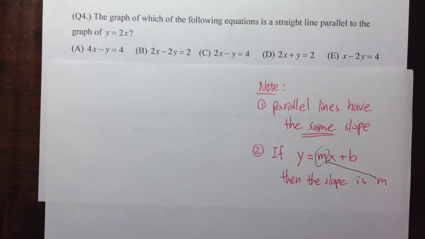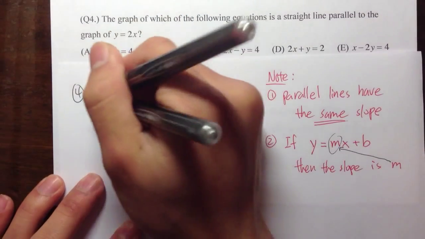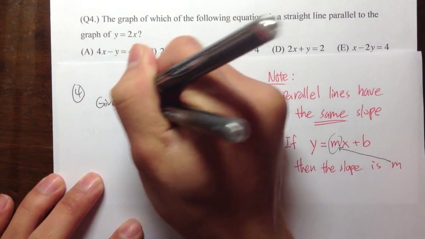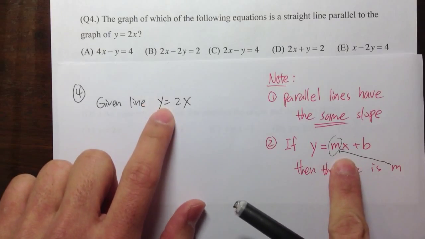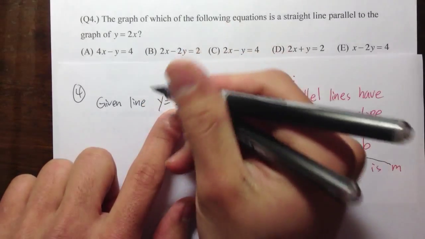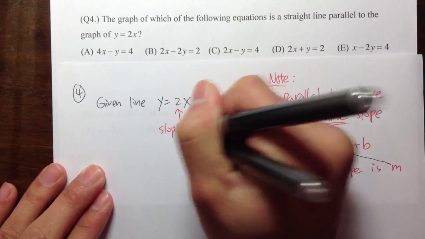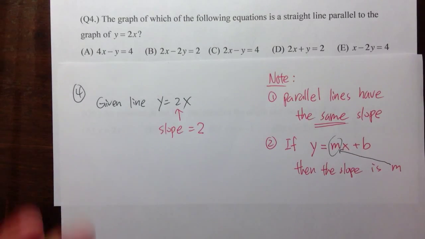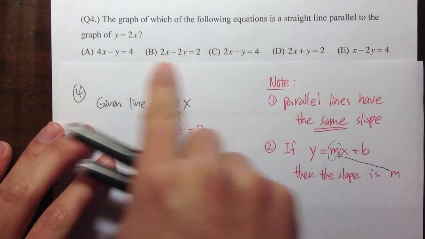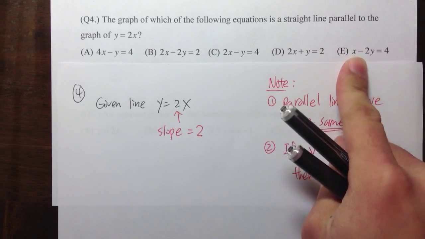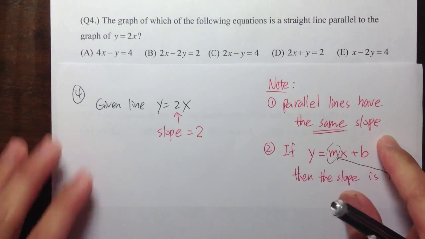Okay, so this is just the prep for question number 4. I have the equation of a line. The given line is y equals 2x. The number in front of the x is 2, so this is the slope already. We have the slope equal to 2. Now the question is, which of these 5 lines also has a slope equal to 2? Because parallel lines have the same slope.